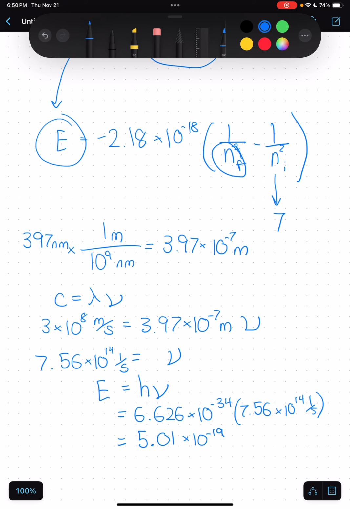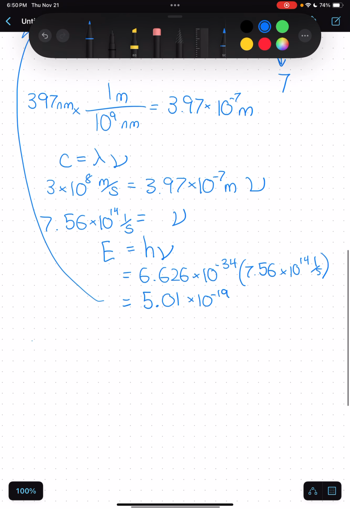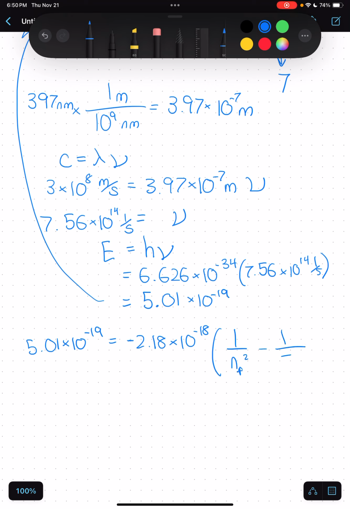Okay, so now I need to plug that up here into this equation. Give myself a little bit more room. So 5.01 times 10 to the negative 19th equals, so the negative is going to get a little bit messy. I'm going to do it with it in there so you realize that it's not a big deal if it comes out the wrong sign. Okay, so 1 over n final squared minus 1 over 7 squared. So that's the equation I'm solving.